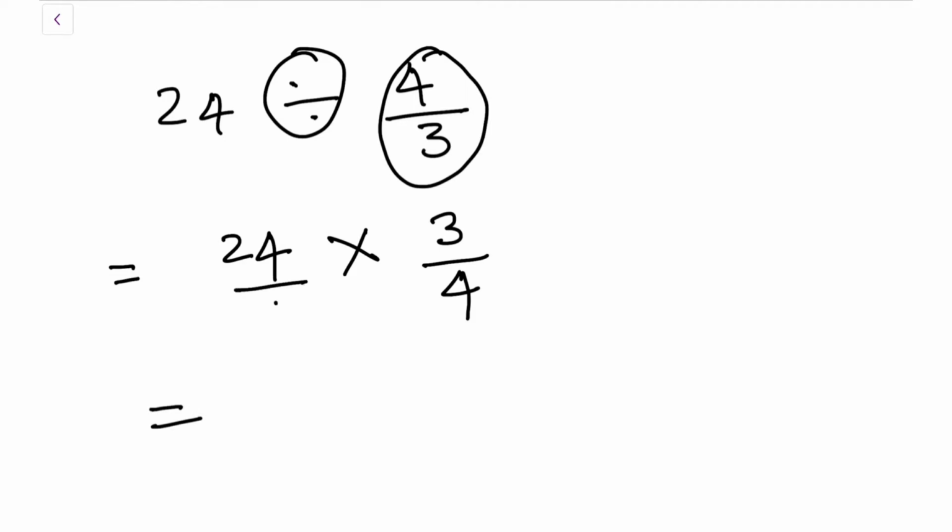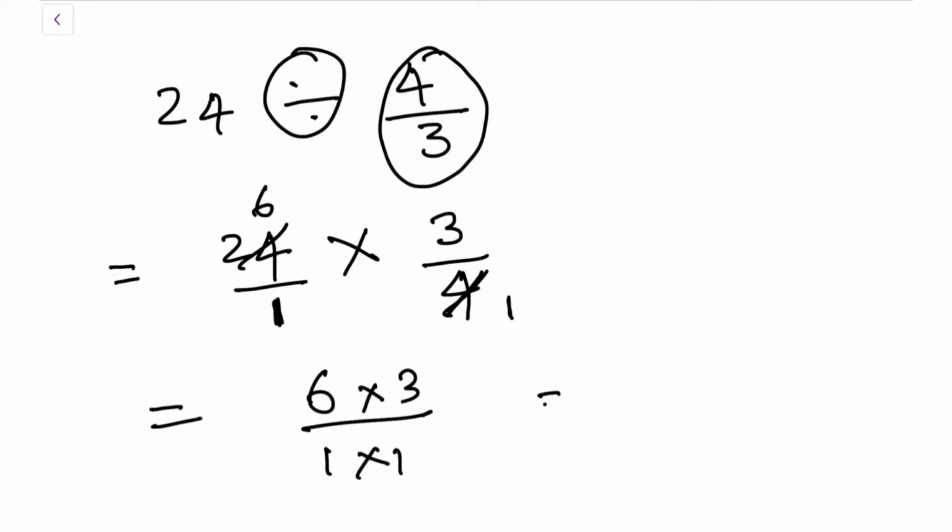Now how do we do that? 24 is 24 by 1. 24 and 4 has 4 as its common factor. 4 ones are 4, 4 sixes are 24. Therefore, it is 6 into 3 divided by 1 into 1, which is 18 by 1, which is 18.